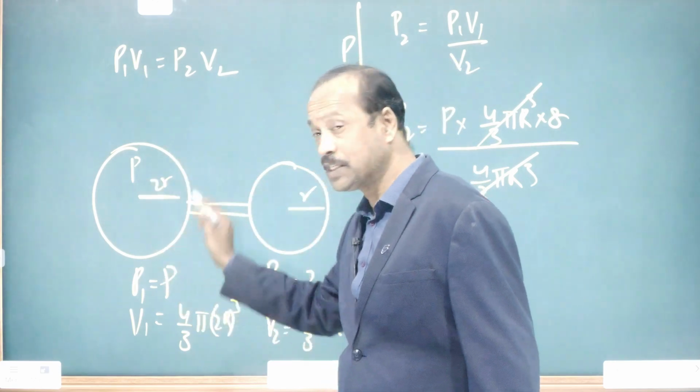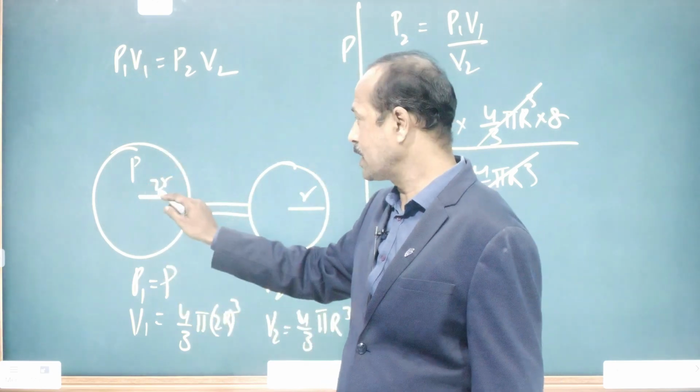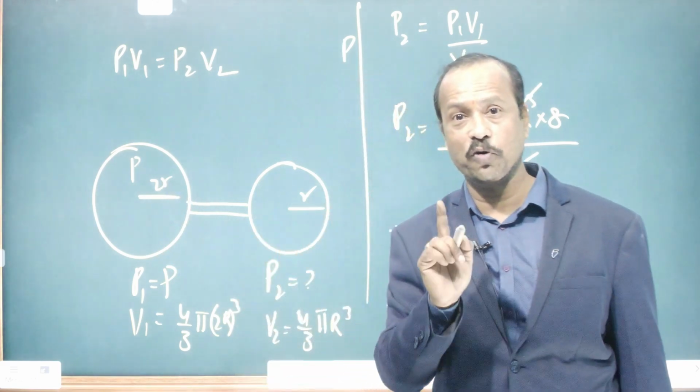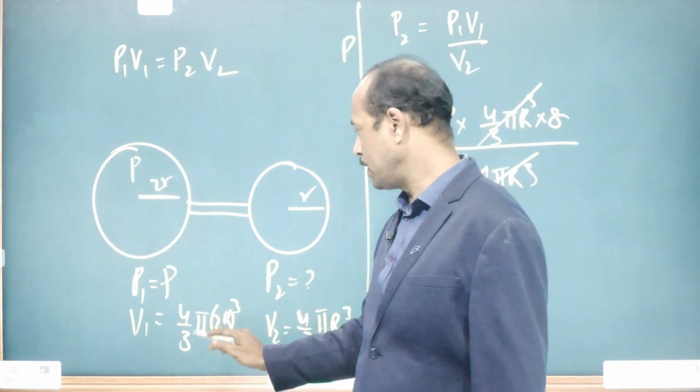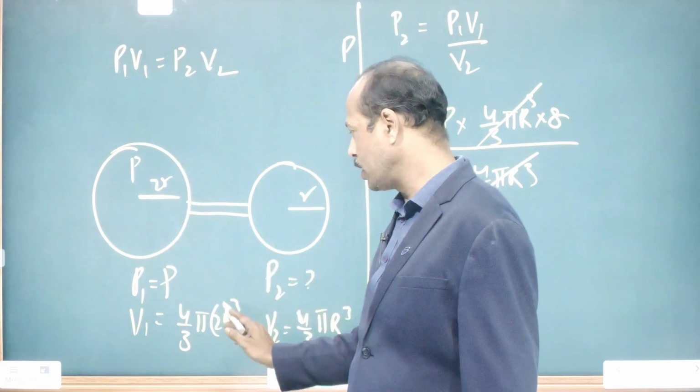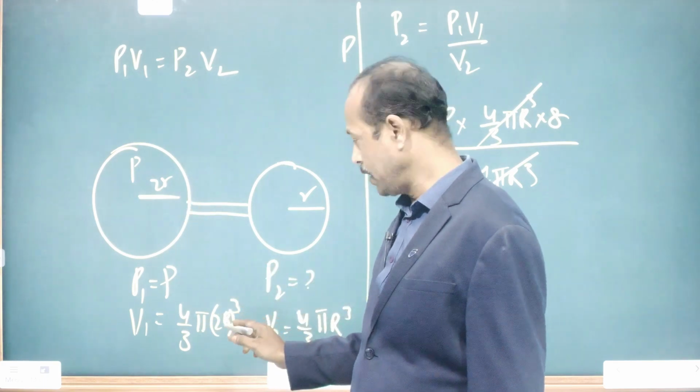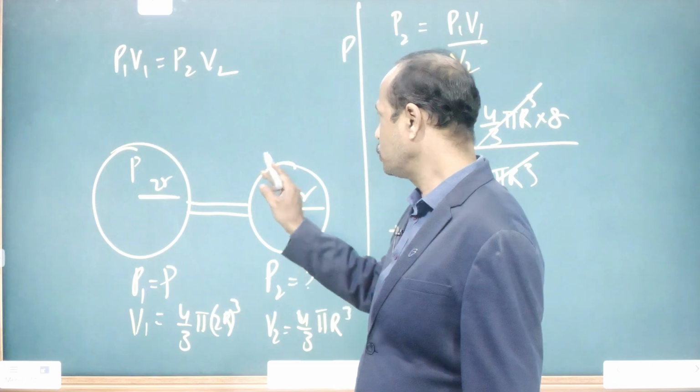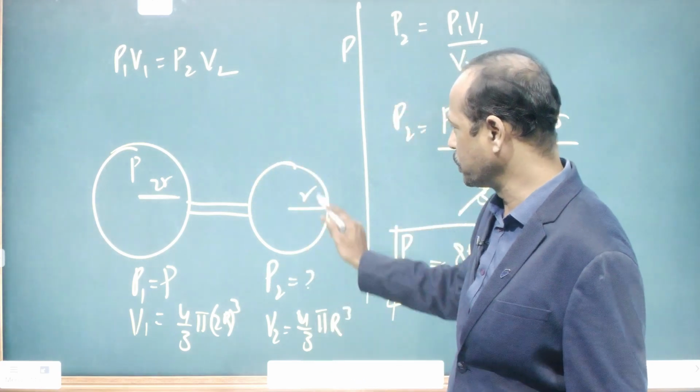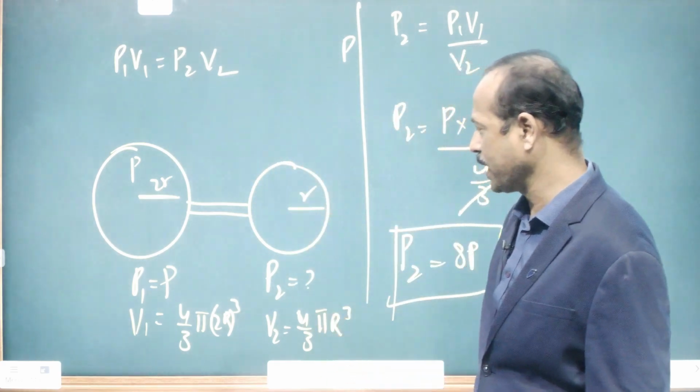V1 is equal to the volume of this sphere. So here the radius is 2r. The volume of a sphere formula is 4 by 3 pi r cube. But r is 2r, so you have to take 2r cube. And P2 we don't know. V2 is the volume of this one. Here the radius is r, so this becomes 4 by 3 pi r cube.